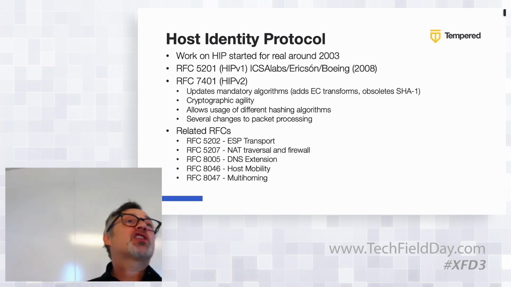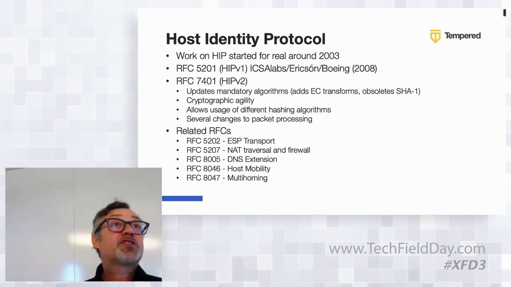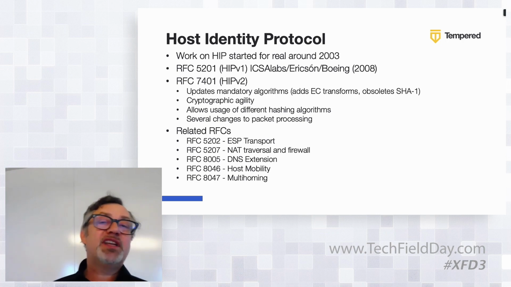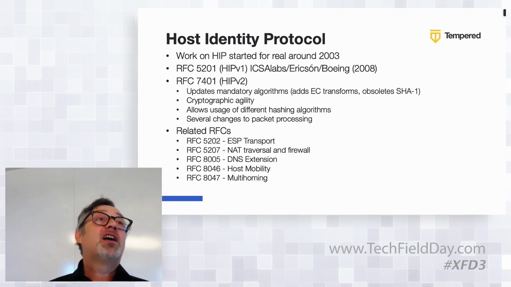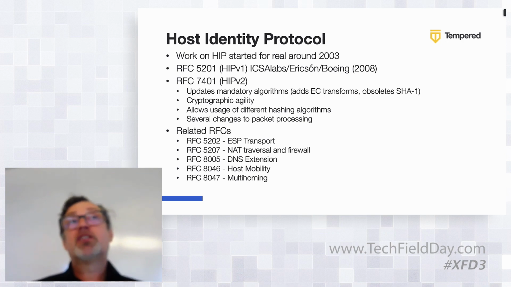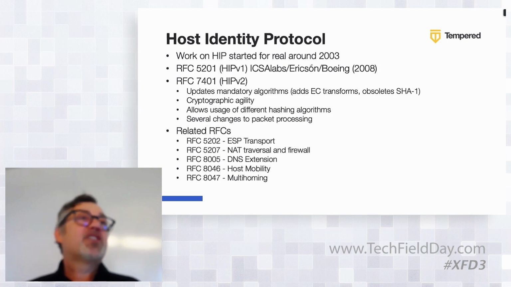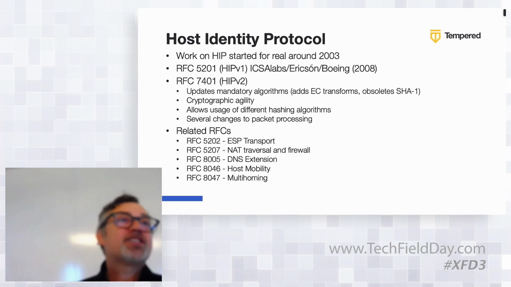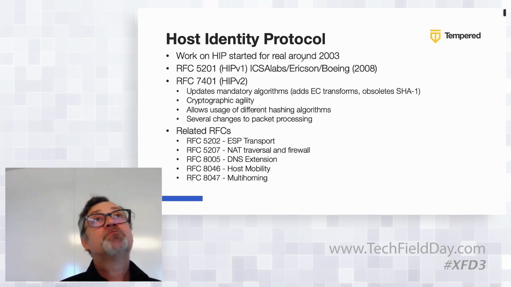Now, those are the core documents. There are other ones that are really interesting to look at. In particular, there's 5202 talking about integration with ESP, which is what we are doing. There is 5207, which is about NAT traversal and firewalls, and we have 8005, which is the DNS extension. And there's 8046 and 8047 talking about host mobility and multi-homing.